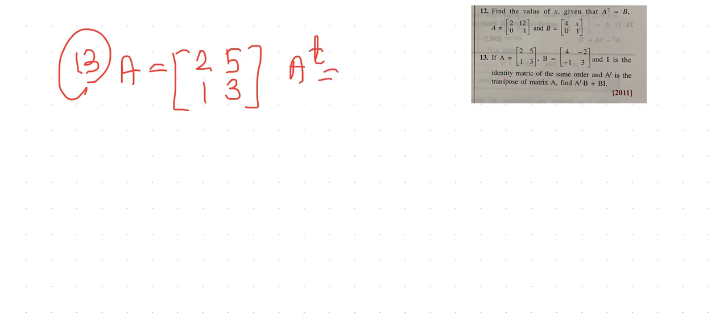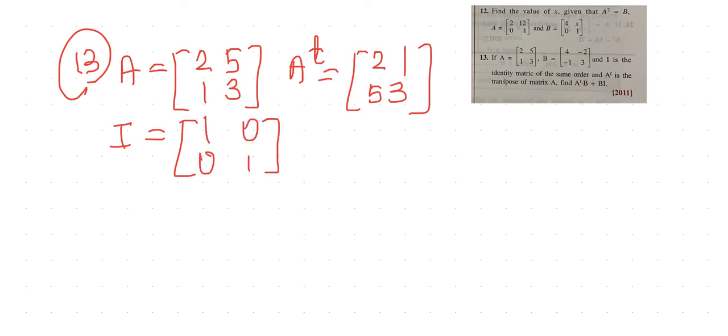Okay, moving on to question number 13, children. If A is equal to this much, B is equal to this much, and I is the identity matrix of the same order, A^T is the transpose of matrix A. So see, A has been given as 2, 1, 5, 3. So what will be A transpose, children? Transpose of A will be equal to 2, 1, 5 and 3. Yes, this is what is there. 2, 1, 5, 3. And now you have to find out what? They have given A^T B plus B I, and the value of I will be equal to what, children? 1, 0, 0, 1.